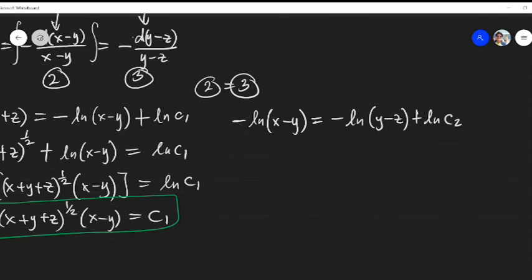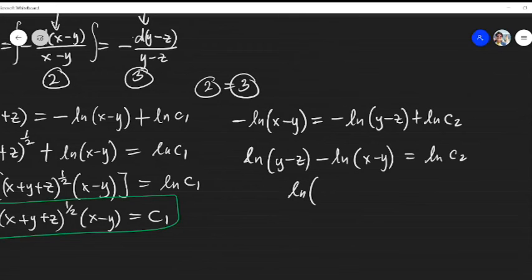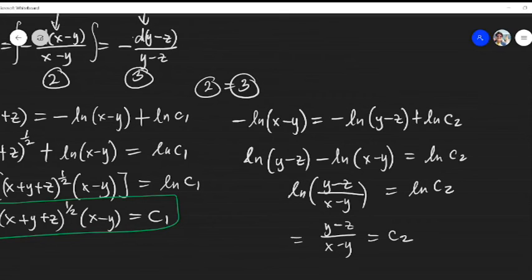So let's transpose. We have ln of y minus z minus ln of x minus y is equal to ln of c sub 2. So we have, this is minus, so we have to divide: ln of y minus z over x minus y is equal to ln of c sub 2. So therefore, y minus z over x minus y is just equal to c sub 2. So this can be our v of x, y, z as our second solution.